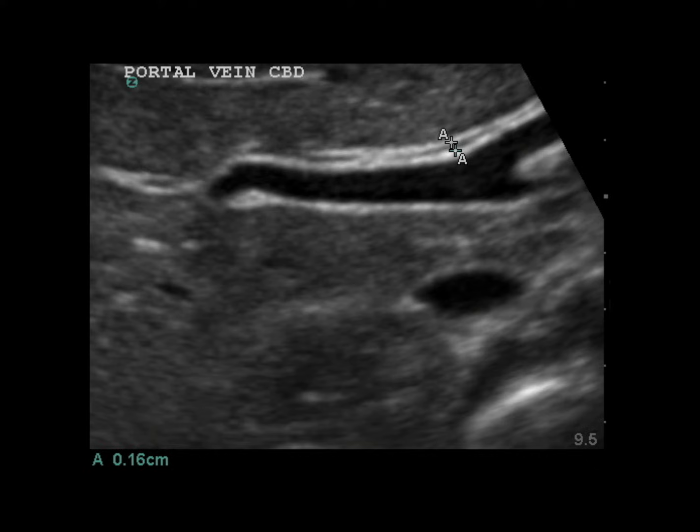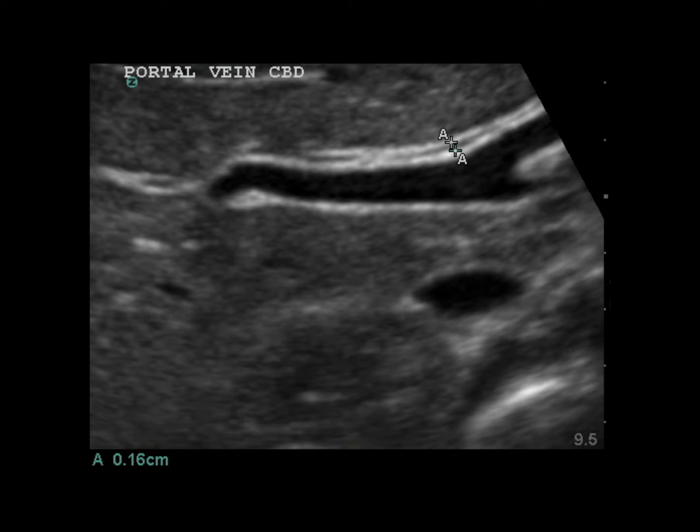Now, some others will say that simply a common bile duct of 1 centimeter is dilated. But I think that you'll miss a lot of choledochal lithiasis if you use that measurement. And so I personally look for 4 millimeters or above.